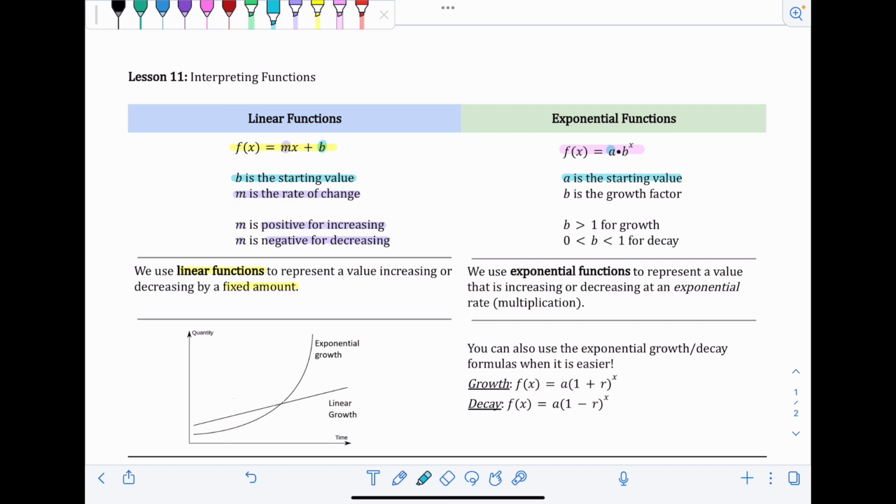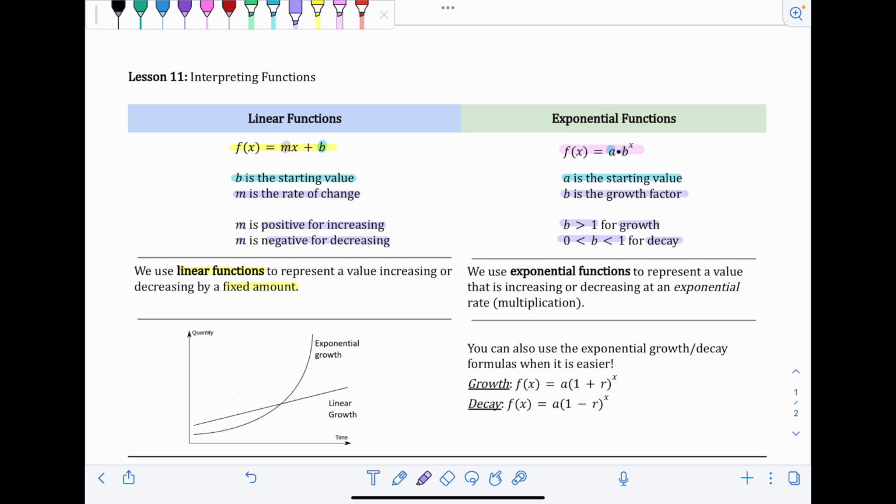And then b is the growth factor. That's how much the value is changing by over time. Is it doubling or tripling or getting cut in half or increasing by 5%, and so on? Those are just a couple of different examples. If b is greater than 1, that means the function is increasing, or it's growth. If b is between 0 and 1, it would be decay, or decreasing. When b is between 0 and 1, that would look like a decimal or a fraction like 1/2 or 0.3.